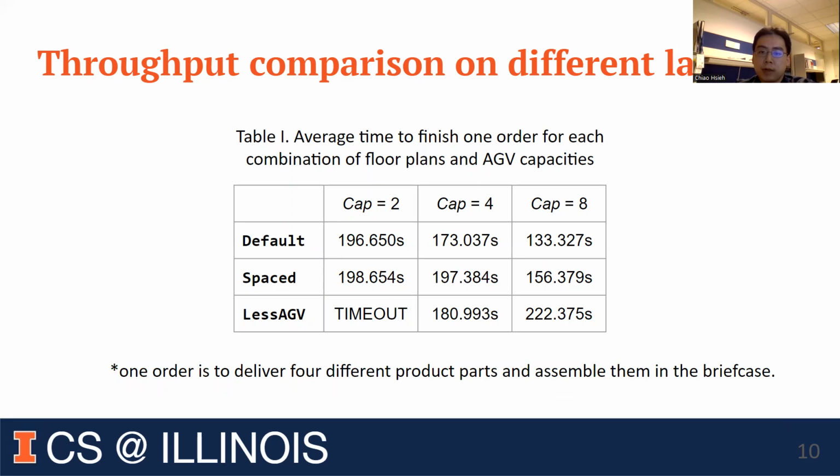So the capacity of AGV here means the maximum number of product parts loaded on the AGV in each trip from the conveyor belt to the assembly stations. And observing this table, we can see that there's really no clear trend in the combination of layouts and the capacity parameters. For example, in each row, increasing the capacity helps the default and space layout, but not the less-AGV layout. Another example is that using less AGV with capacity 4, it is really comparable with the default layout. But when it is with capacity 8, the performance suddenly drops significantly.